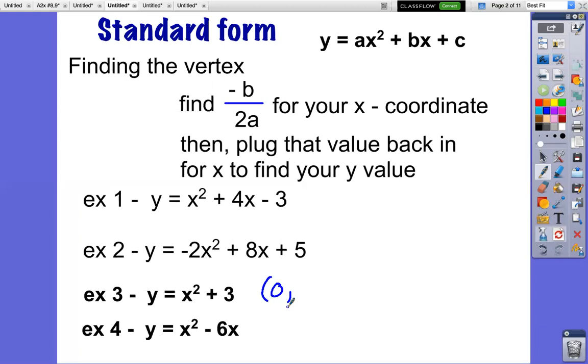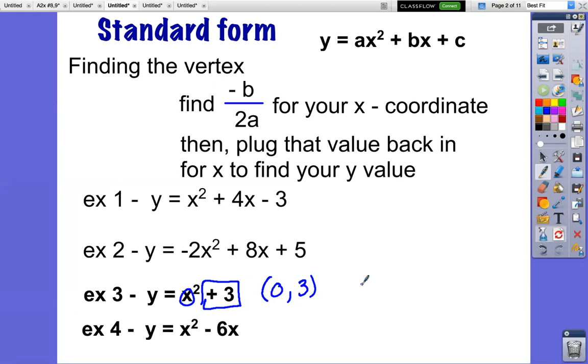By the way, this is real simple. When X is 0, what's your Y value? 3, because I still have to plug it in, right? 0 squared is 0 plus 3. So if you don't have a B value, it's always going to be 0 and then C, whatever your constant is. Again, you don't even need to take notes on that. That's just going to save you time.